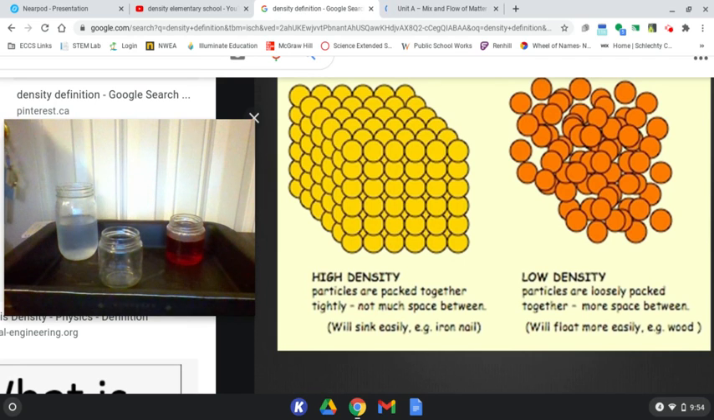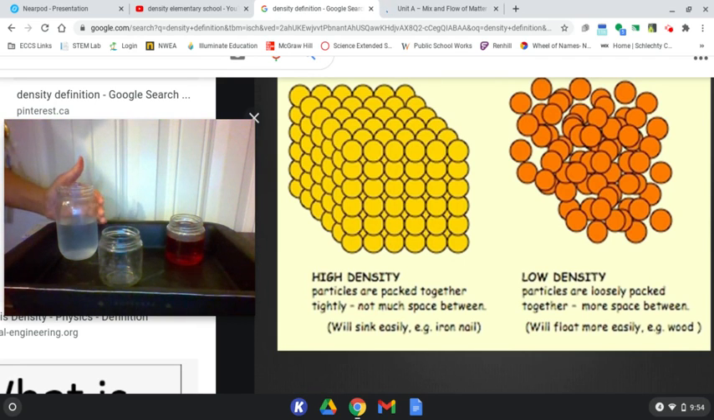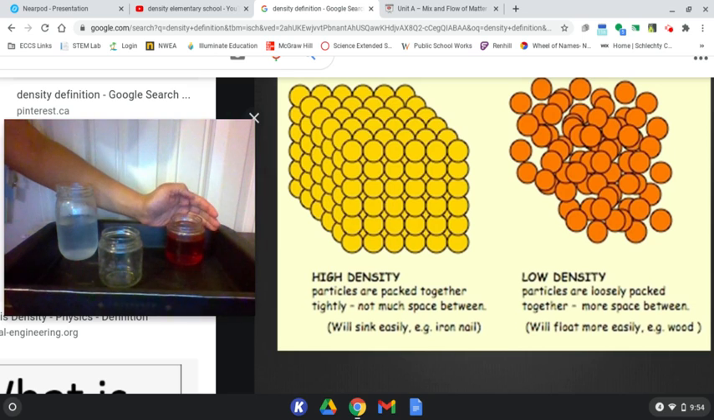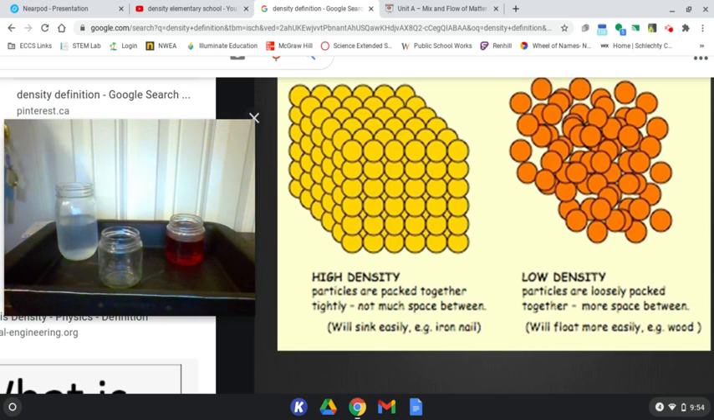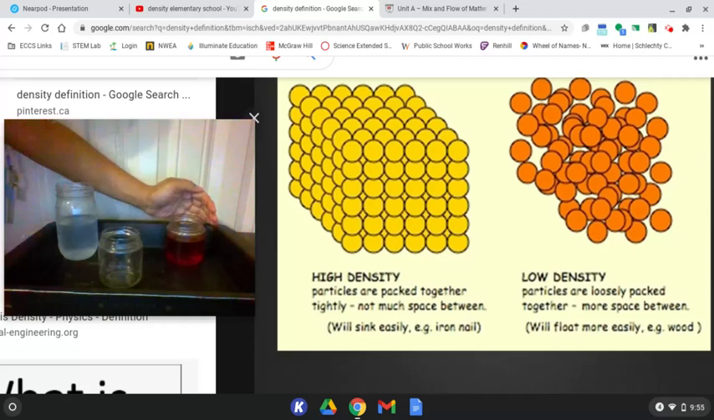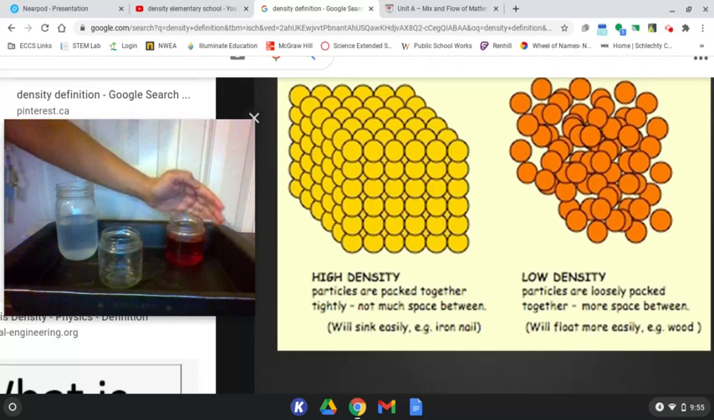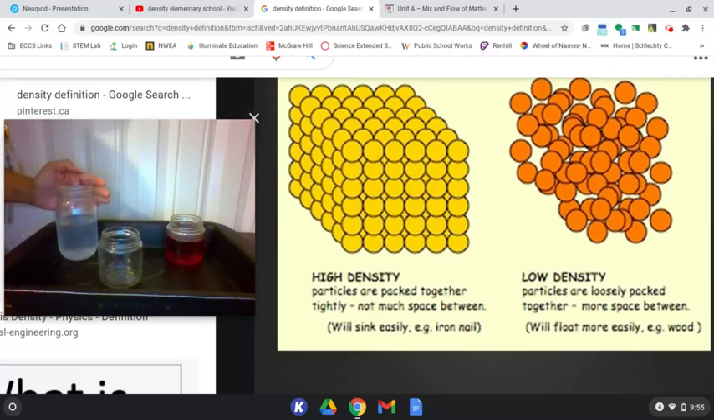So right here we have a glass of cold water and we also have a glass of red hot water. Last year we talked about thermal energy and we said that items and substances that are hot have higher thermal energy, and the molecules or atoms are farther apart and they move very quickly. On the other hand, items or substances that are cold have less thermal or heat energy. The molecules and atoms are closer together and they do not move as fast.